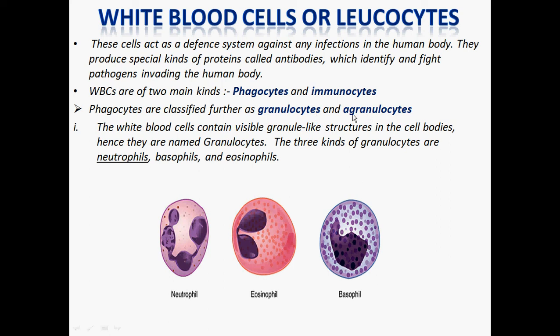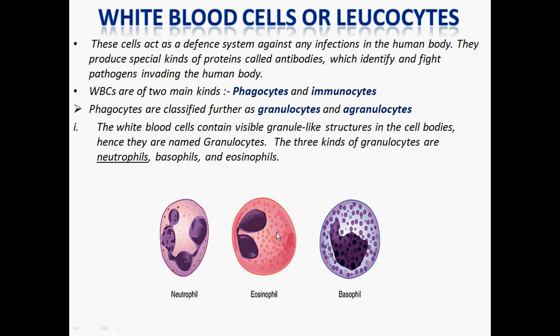the granulocytes or agranulocytes. Granulocytes are the white blood cells which contain visible granule-like structures in the cell bodies. The granules you can consider as the secretory vesicles which are present in the cell. Because of the granule-like structures in the cell bodies, they are named granulocytes. The three kinds of granulocytes are neutrophils, basophils, and eosinophils, and they are all involved in engulfing bacteria or any kind of pathogens.